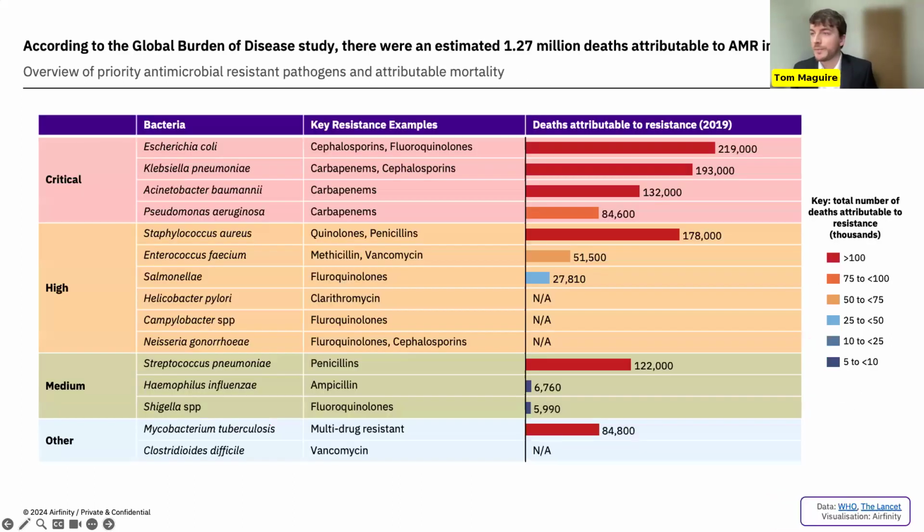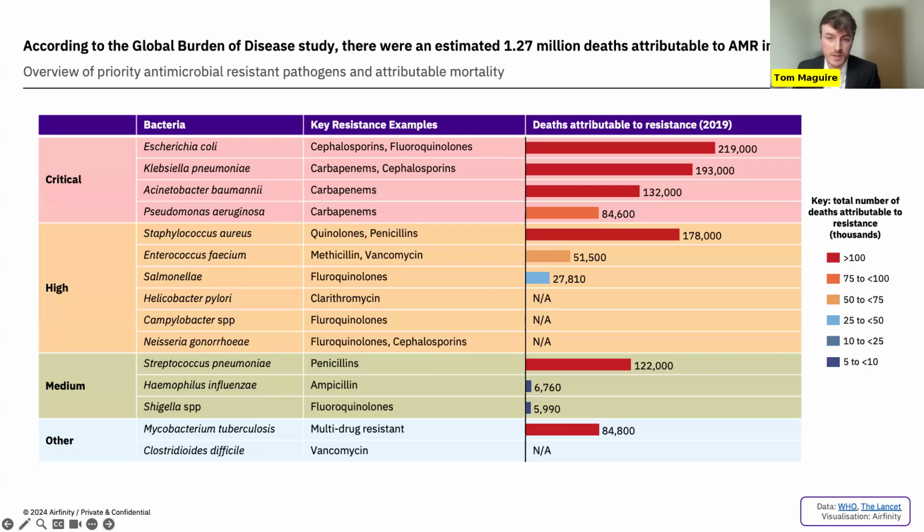So why is this important? According to the Global Burden of Disease study data published in The Lancet, there were approximately 1.27 million deaths directly attributable to antimicrobial resistance in the year 2019. With the critical priority bacteria, according to the WHO list, so E. coli, Klebsiella pneumoniae, Acinetobacter baumannii, and Pseudomonas aeruginosa, accounting for the large majority of these deaths.